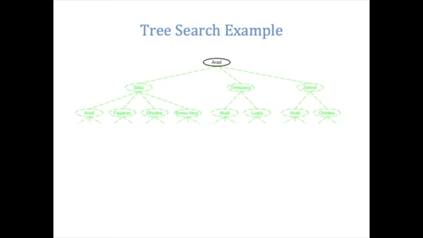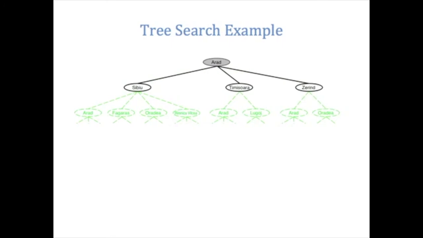So, for example, looking at our Romanian travel, we start in Arad, and we know we're not in the goal state yet, and we're able to expand the list of nodes. We only have one leaf node at the moment, that's Arad, and we can expand from that. So we've examined Arad, and we expand the leaves of Arad, which are the cities of Sibiu, Timisoara, and Zerind.